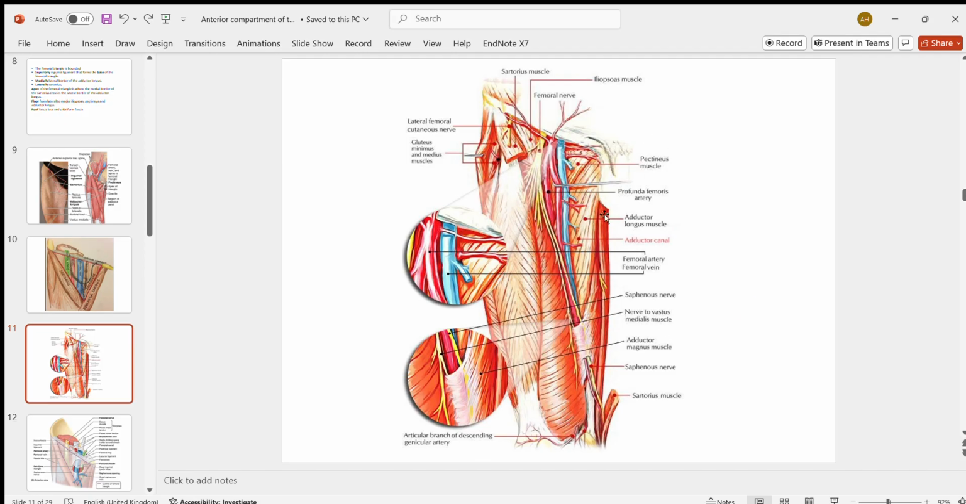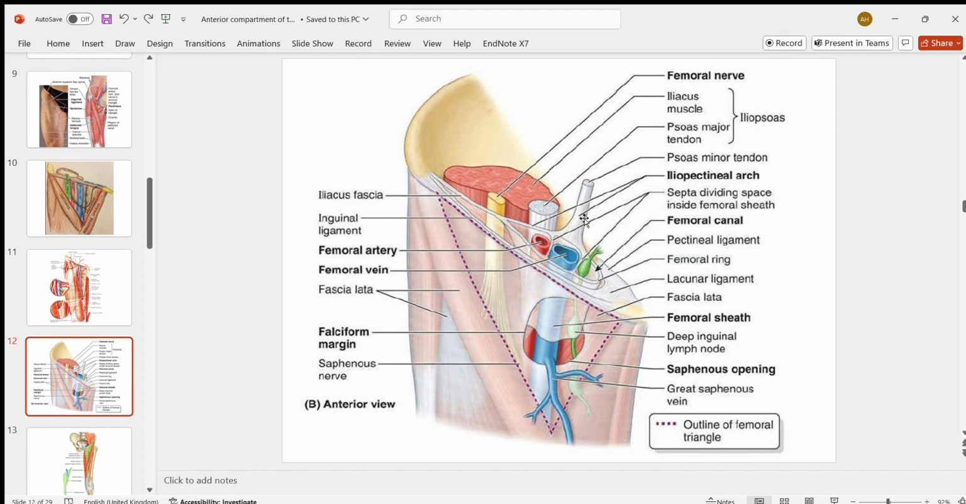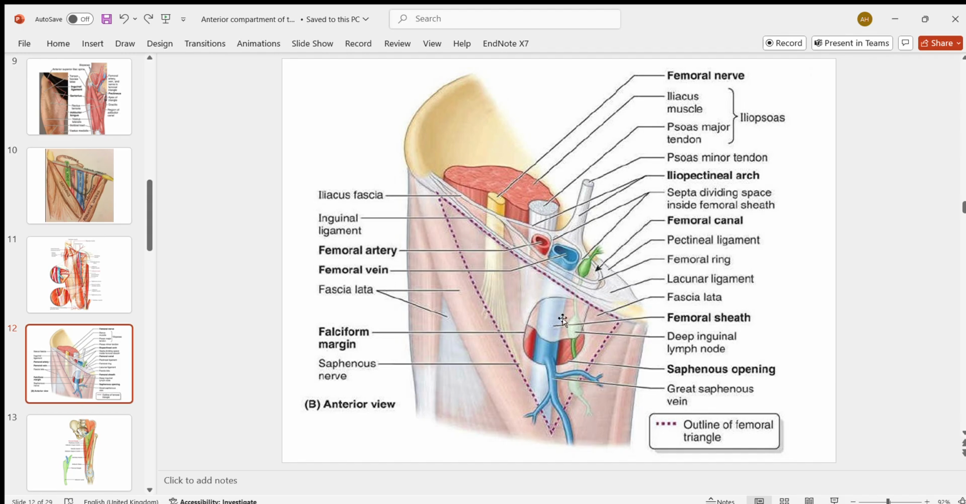In this picture, we can very clearly see the contents again: the femoral vein, femoral artery, femoral nerve. Lateral cutaneous nerve is also one of the contents. Here we can see that the femoral vessels are surrounded by a whitish sheath that is called the femoral sheath. This structure is the femoral sheath. The anterior wall is formed by fascia transversalis and the posterior wall is formed by fascia iliaca.